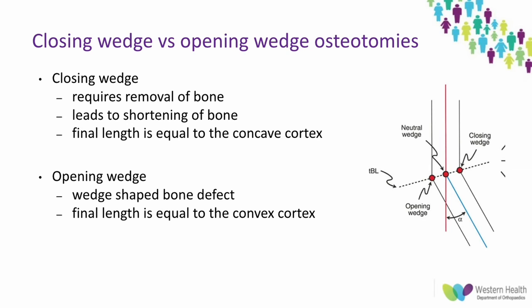Now comparing a closing wedge versus an opening wedge osteotomy. When you perform a closing wedge osteotomy, it requires removal of bone, and this leads to shortening of bone. The final length is equal to the concave cortex, so this cortex over here. In terms of an opening wedge osteotomy, you end up with a wedge-shaped bone defect, and the final length, on the other hand, will be equal to the convex cortex, so this length over here.